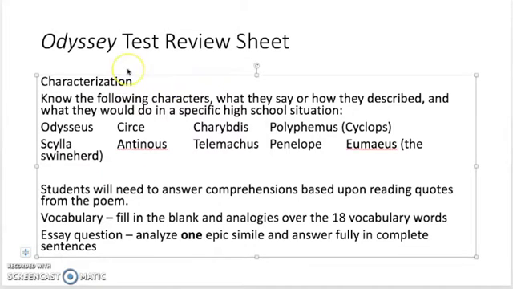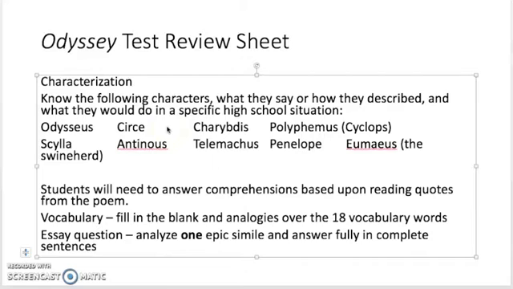The first section will be characterization. You're going to need to know each of the following characters: Odysseus, Circe, the Charybdis, Polyphemus, that's the name of the Cyclops, Scylla, Antinous, who was one of the suitors, Telemachus, Penelope, and Eumaeus, who is the swineherd.